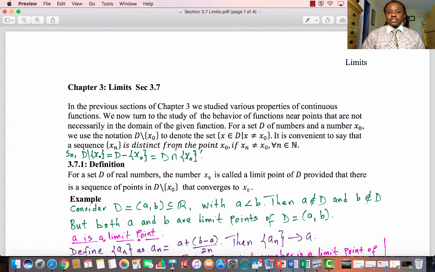In the previous sections of Chapter 3, we studied various properties of continuous functions. So we now turn to the study of the behavior of functions near points that are not necessarily in the domain of the given function.